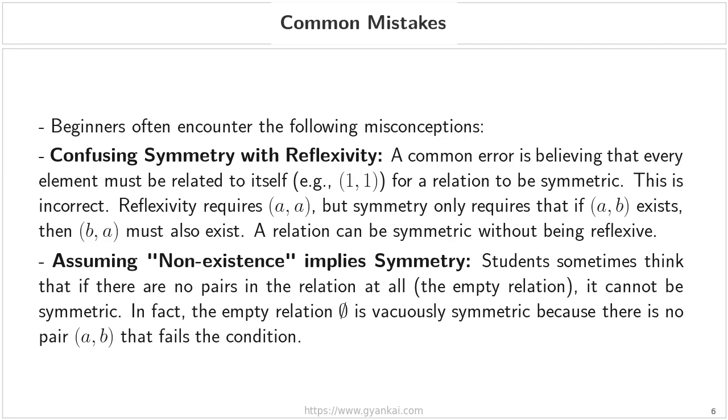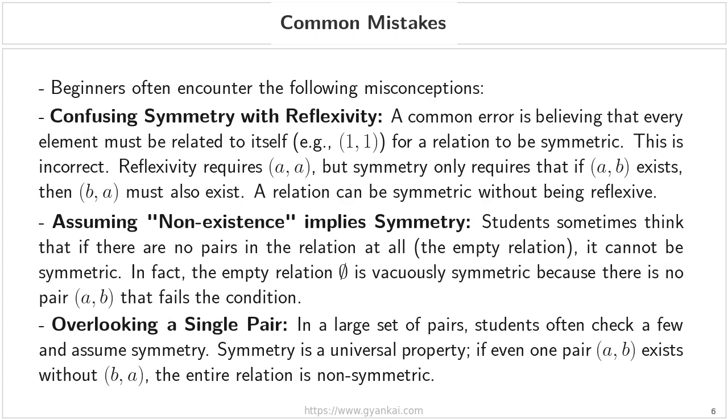Next, let us discuss the concept of non-existence. Some students assume that if a relation contains no pairs at all, which we call the empty relation, it cannot be symmetric. In reality, the empty relation is considered vacuously symmetric. This is because the condition for symmetry is never violated. There is simply no pair (A, B) present that fails to have a corresponding reverse pair.